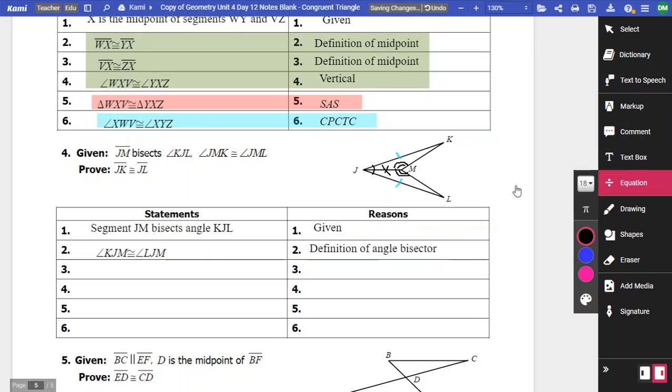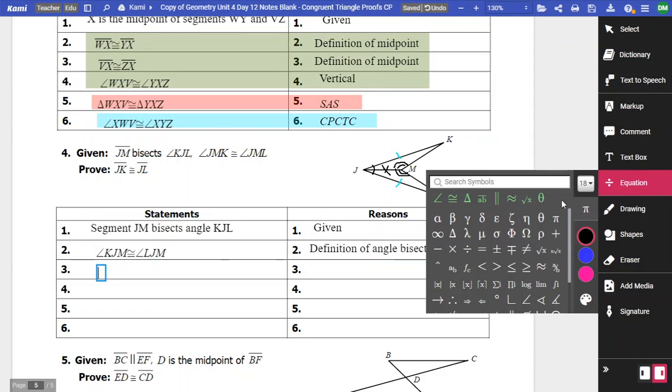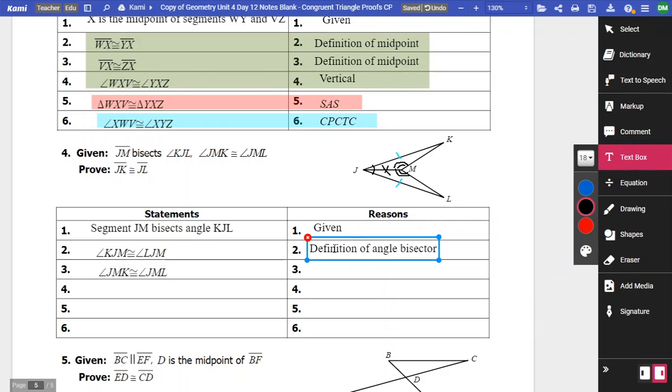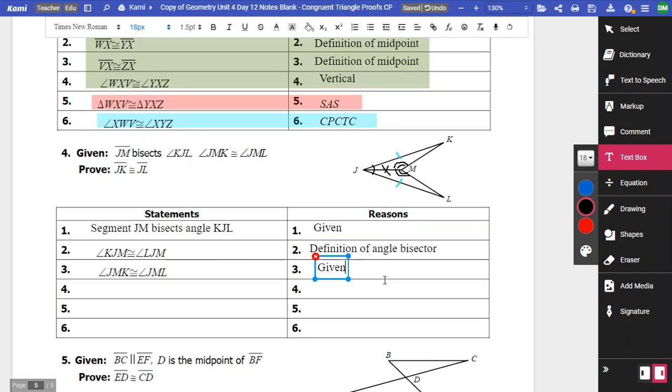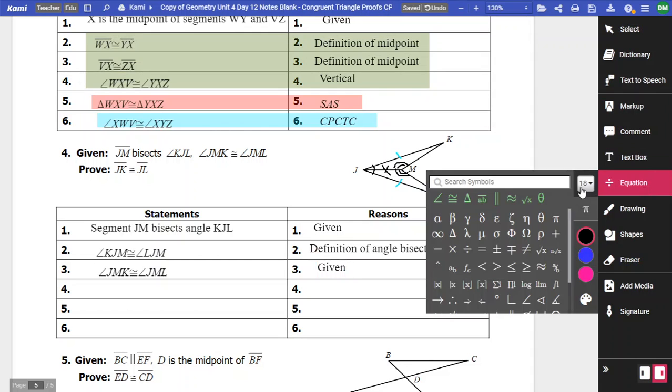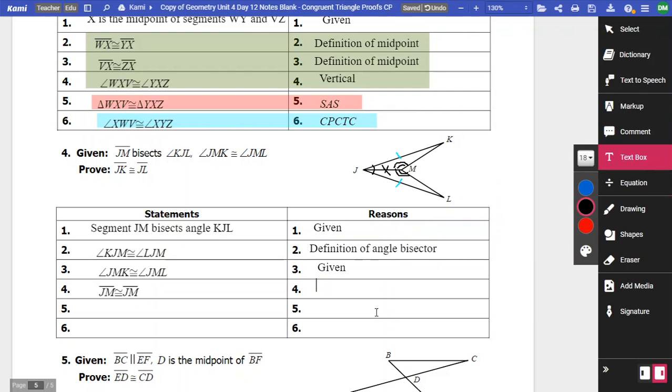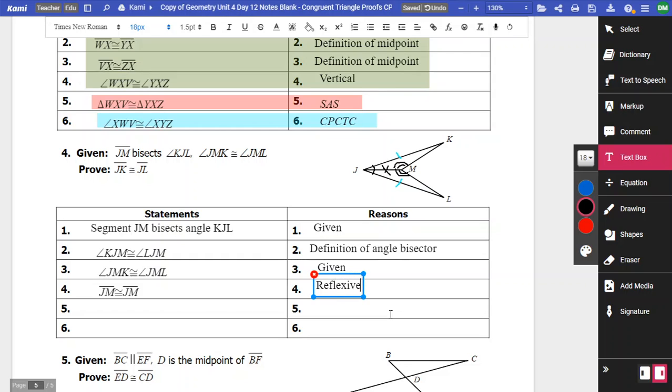And then from here, we were given one more set of congruent angles. We were given that JMK is congruent to JML. And that was given to us, so that was nice of them. And then finally, we found this side on our own. So JM is congruent to JM. And once again, that's our friend, the reflexive property. You should be getting very familiar with the reflexive property by now. Look for it all the time.